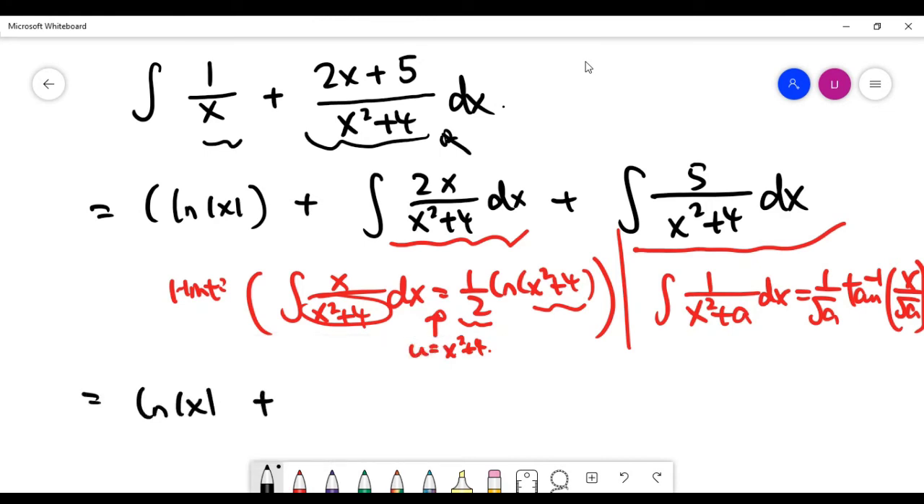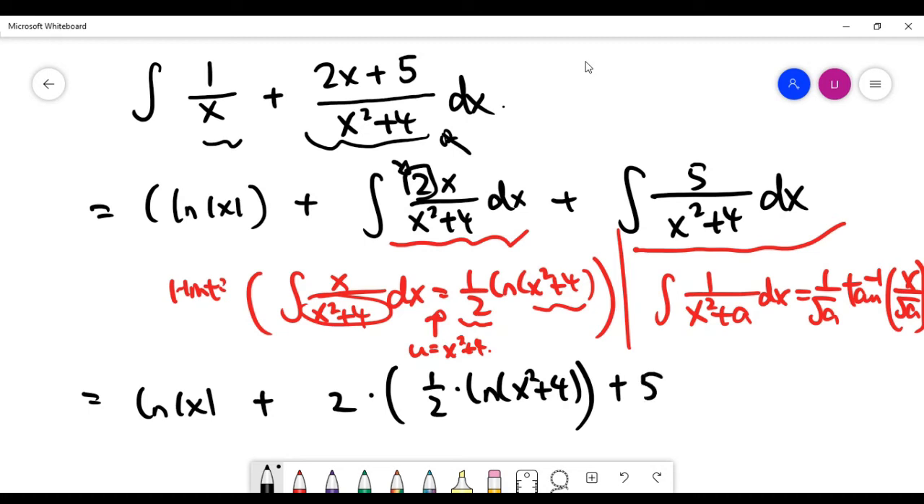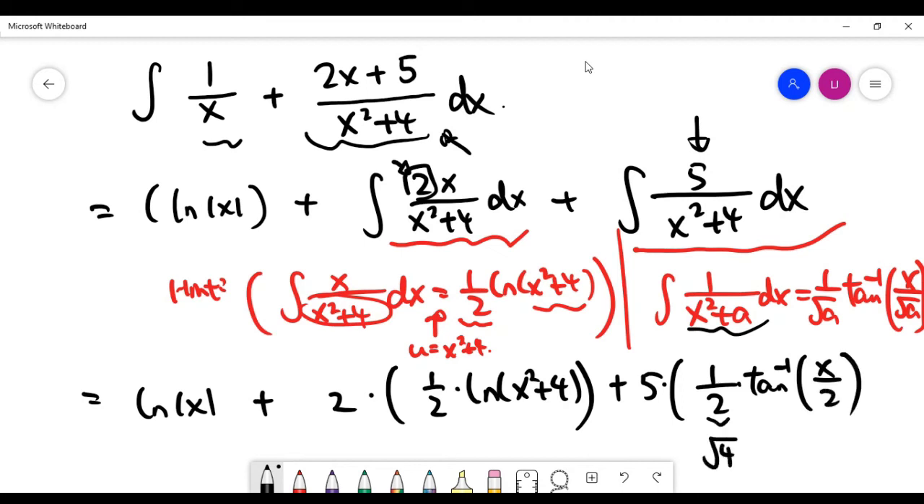So the second part is going to be 2, which is the constant attached to the x term at the top, times half times ln of x squared plus 4 inside the big brackets. And for the last bit, the 5 is the constant attached to the fraction. And 5 times 1 over 2 times tangent inverse of x over 2. 2 because it's actually square root of 4, because our 4 is actually a, right? And essentially, that's the answer to this problem.